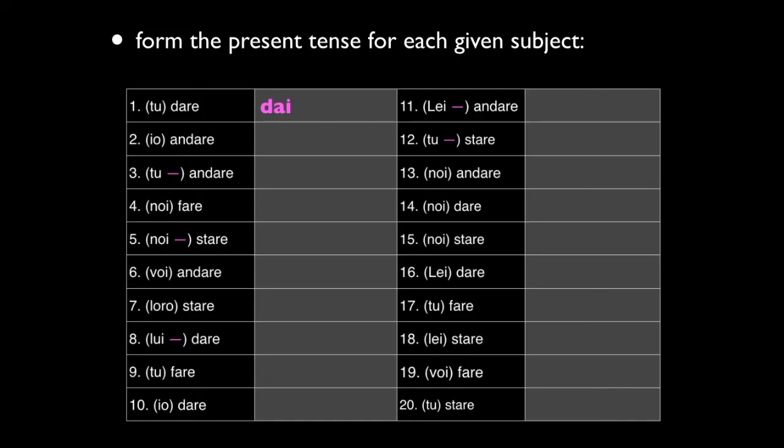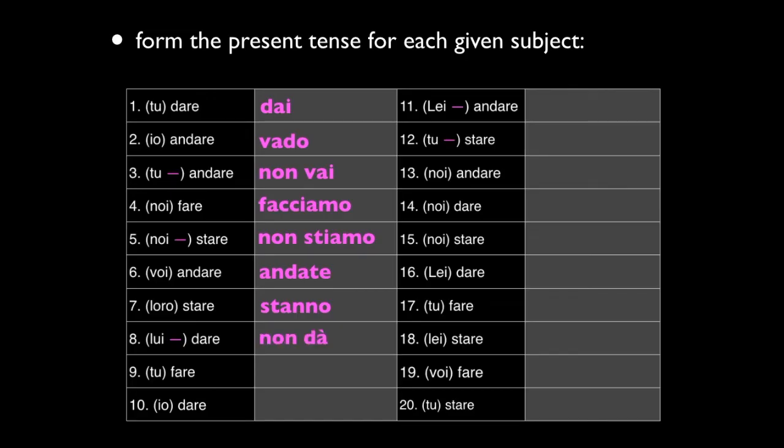Okay, so we're back. And for number 2, io andare is vado. 3, tu non vai. 4 is noi fare, that's facciamo. 5, non stare is non stiamo. 6 is voi andate. 7 is loro stanno. 8 is lui non dà, with the accent. 9 is tu fai. 10 is do. 11 is non va. 12 is non stai, excuse me.